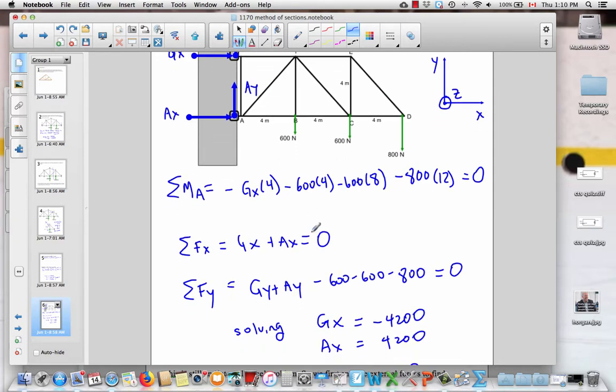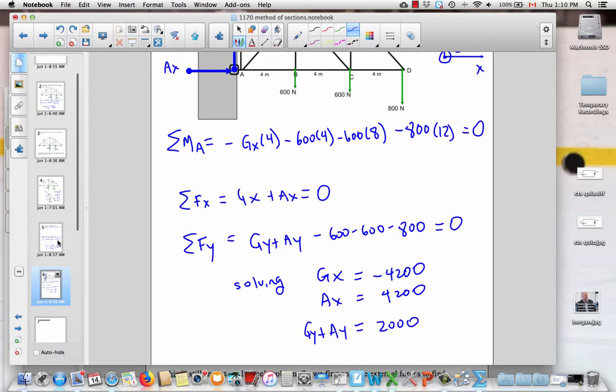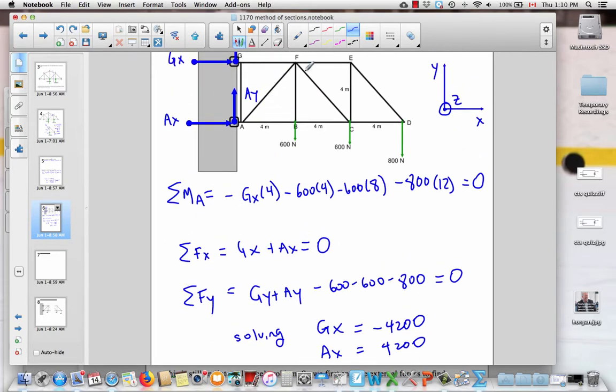In the Y direction, though, there is degeneracy here, and all we could say is that the two verticals balance those three applied forces. We don't know how much one is or the other. So having completed the external force analysis, the next thing to do is to make a section that will enable us to find the FC force. So a good section would be straight down through.